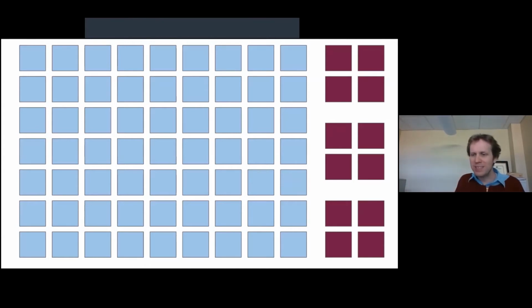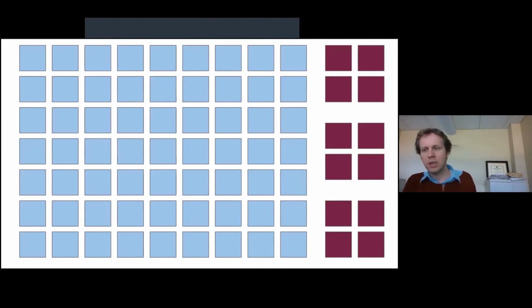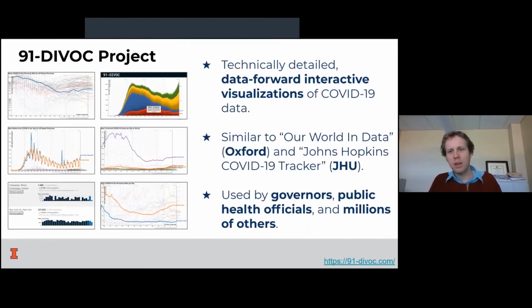This is the basic science that goes behind a lot of what I do, which is really thinking about how to categorize data into different categories, and then what is the best form to visualize them. I've been lucky enough to work both on my own as well as with a bunch of different students on a number of different visualization projects. One project that I've spent a lot of time working on in the middle of the pandemic is the 91 DVOC project. It's a technically detailed, data-forward interactive visualization of the COVID-19 data.